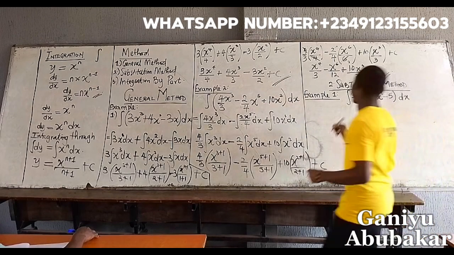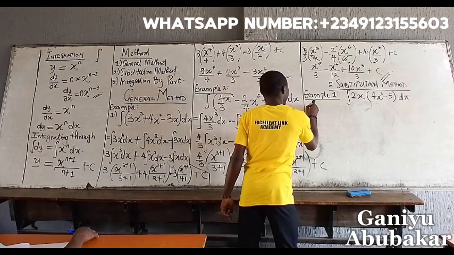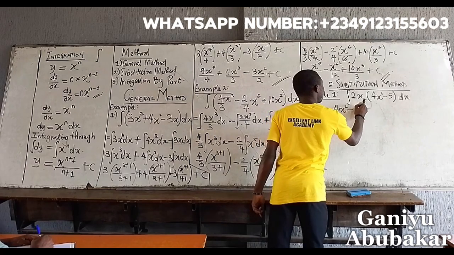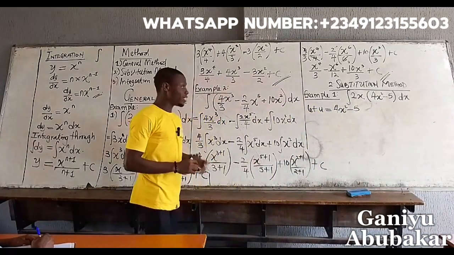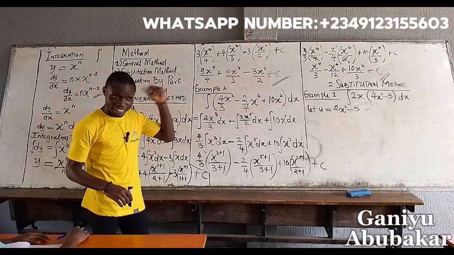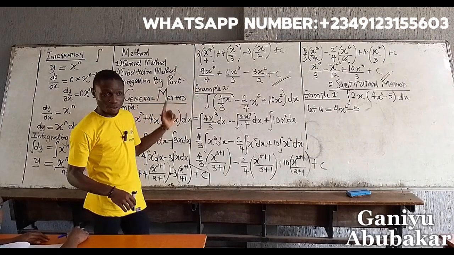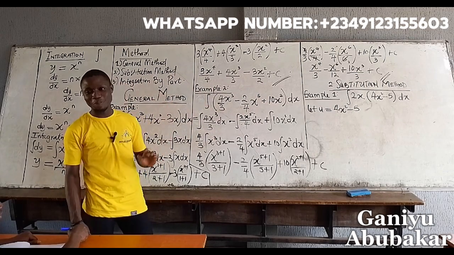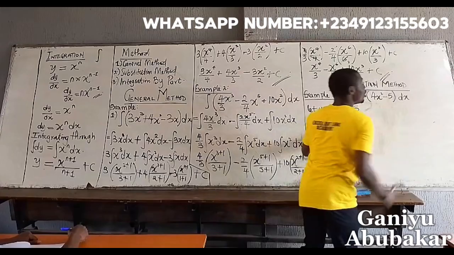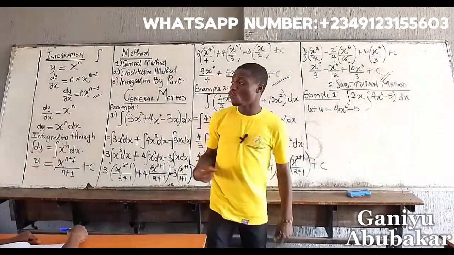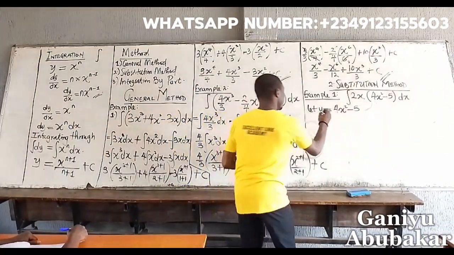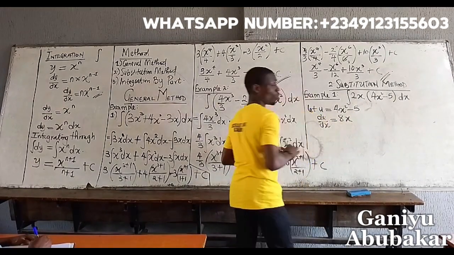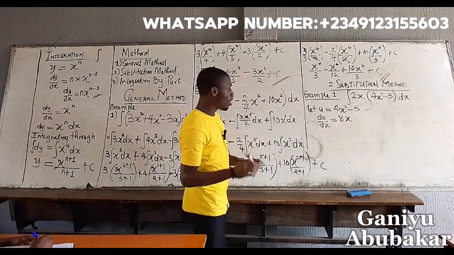What do you do here? Your first task: let u be the thing in brackets. Let u equal 4x squared minus 5. There's no y here, forget the conversation, throw it away. Call the thing in brackets u. Differentiate u with respect to x. I'll have du over dx equal to 8x. That's all.